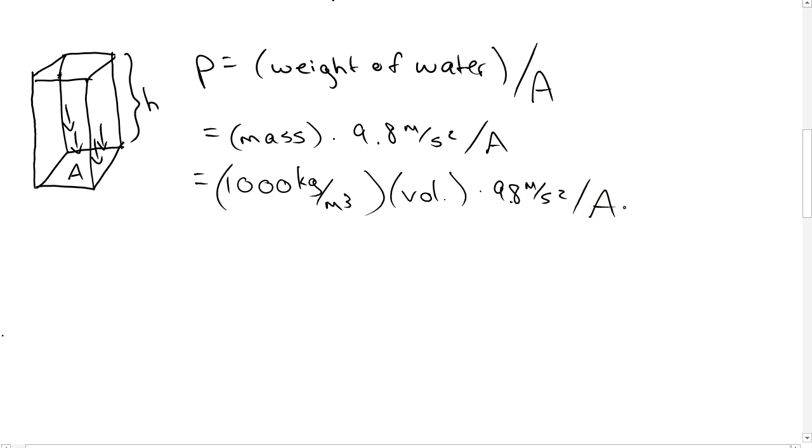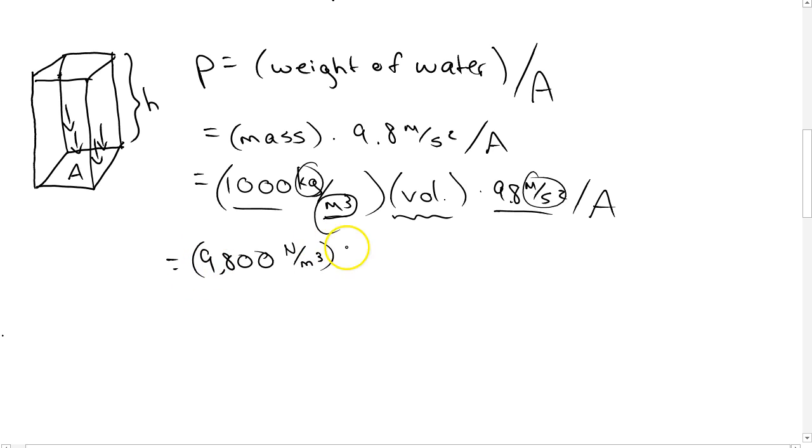The thing to realize is that the volume is the area times the height. So the 9.8 and the 1,000 combine to give 9,800. The kilograms combined with the meters per second squared make a newton, so this is really newtons per meter cubed. Then the volume is just the area times the height, and we're dividing by the area still, so the areas cancel out.